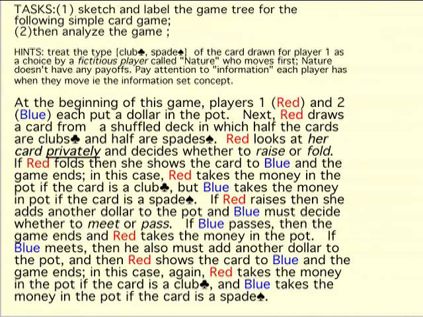If red were to raise, then she adds another dollar to the pot, and Blue must decide whether to meet or pass. If Blue passes, then the game ends and Red takes the money in the pot. However, if Blue meets, then he must also add another dollar to the pot, and then Red shows the card to Blue, and the game ends. In this case, again, Red takes the money in the pot if the card is a club, and Blue takes the money in the pot if the card is a spade.